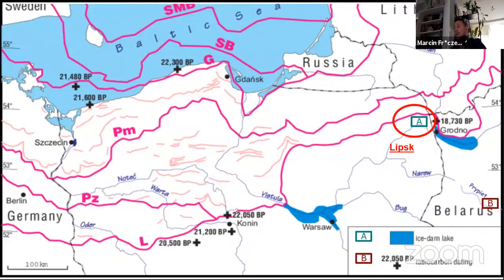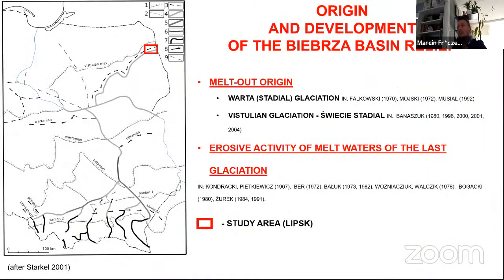Let's have a look at where our research area is. The first will be the Lipsk site. It's in the northeastern part of Poland, and it's strictly connected with an archaeological site because this part of the work is part of a geoarchaeological survey and environmental archaeology. So we do research in close connection with our archaeological colleagues, about the origin and development of the Biebrza.